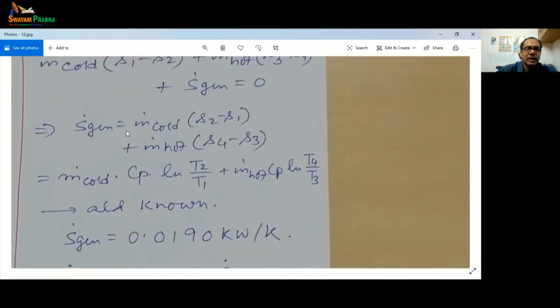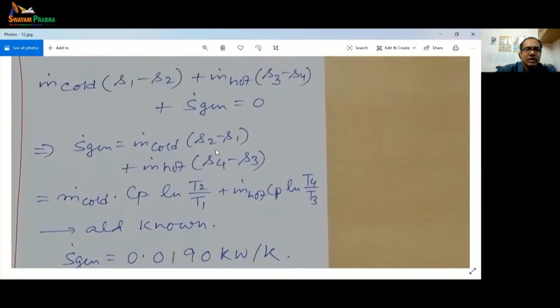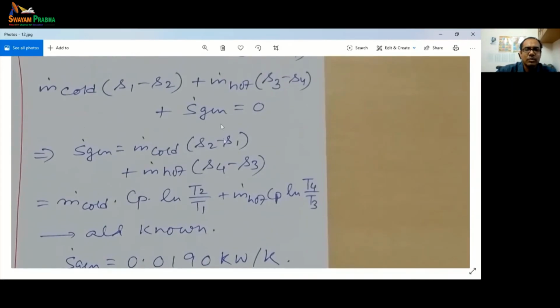So if we bring the generation term to one side, then you can find that m dot cold into, please note the change in sign. This was S1 minus S2 and it went to the other side of the equality sign, so it became S2 minus S1. Similarly, this became S4 minus S3 from S3 minus S4.